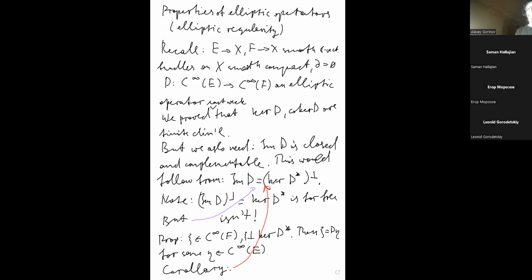Does everyone understand why the equality in D equals kernel D star orthogonal implies what we're after? Namely, why this equality implies that the image is closed and complementable. Yegor, do you understand this?